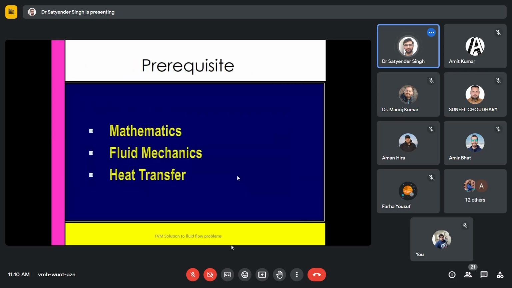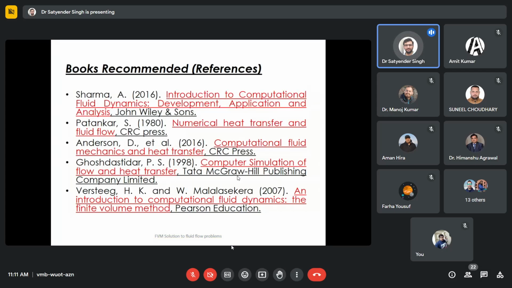The prerequisites for this particular course generally will be mathematics, fluid mechanics and heat transfer, because in most fluid flow problems we also encounter heat transport. There are some recommended books.